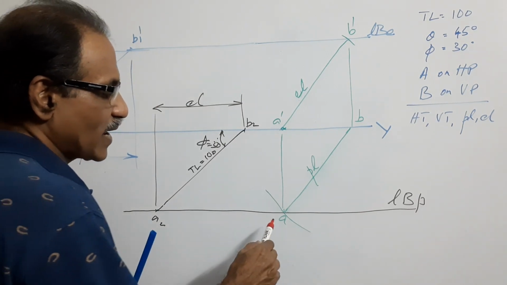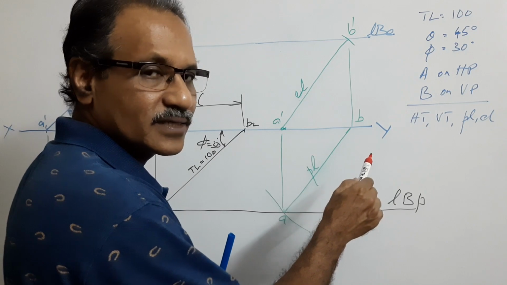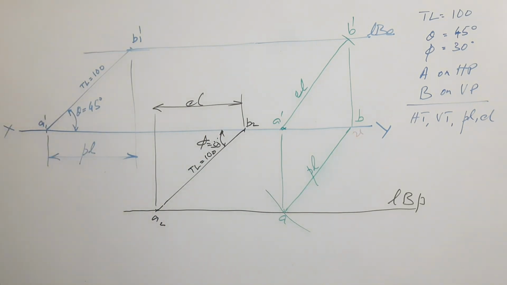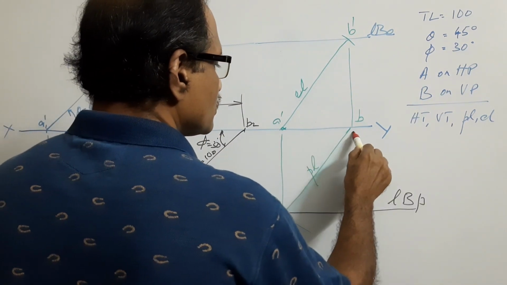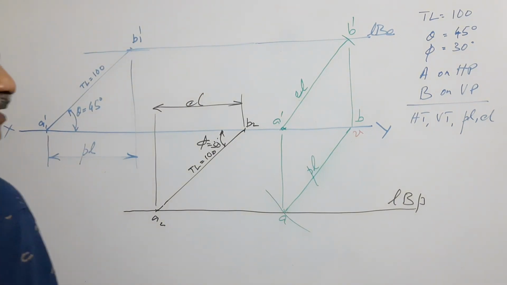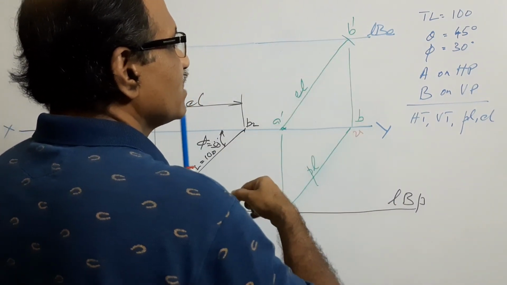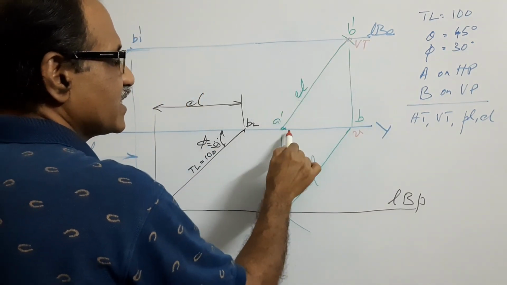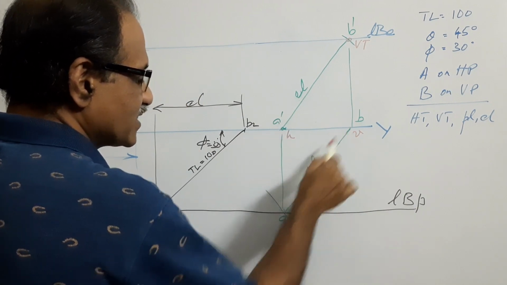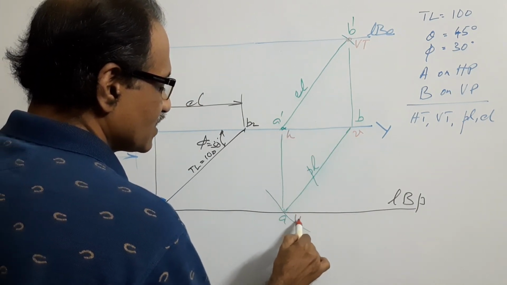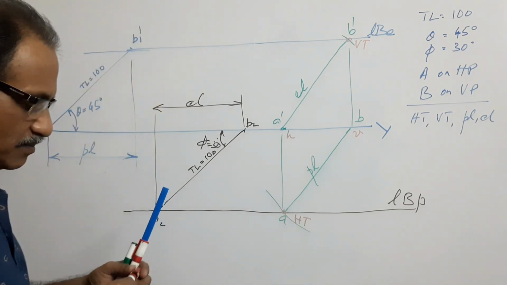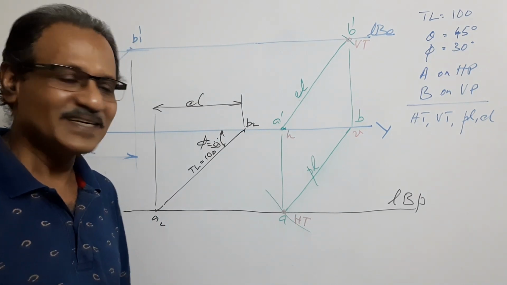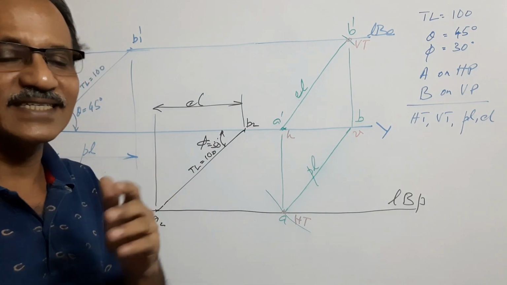You know, plan when extended cuts XY at V. So this is V. If you draw a vertical through that and extend the elevation, this is VT. So B dash itself is VT. When elevation is extended, it cuts XY at H. Drop a vertical, extend the plan. This is HT. So A itself is HT. Agreed? Simple question. Now I have drawn them as 3 steps for easiness, for clarity.